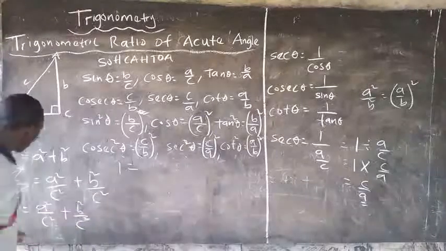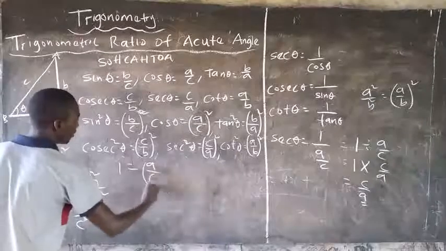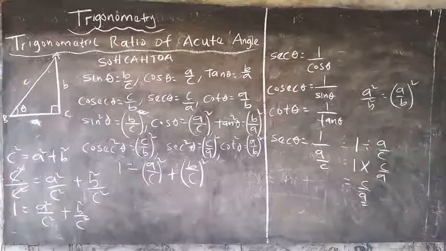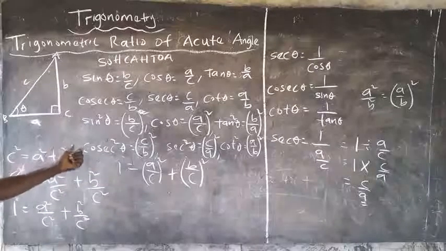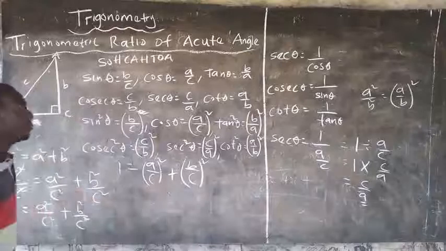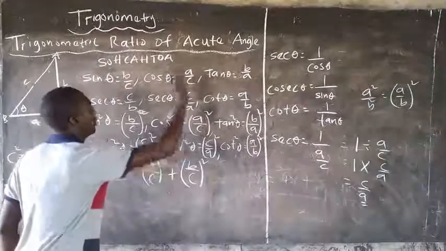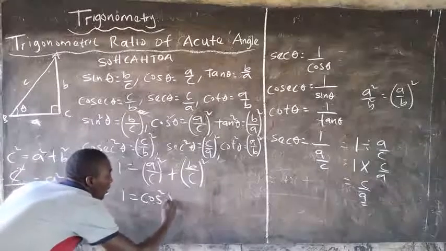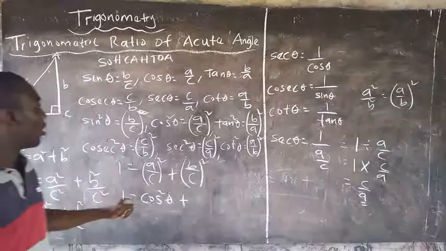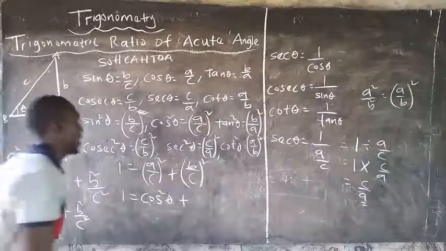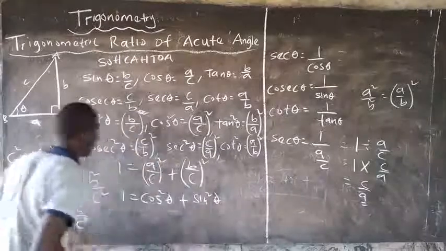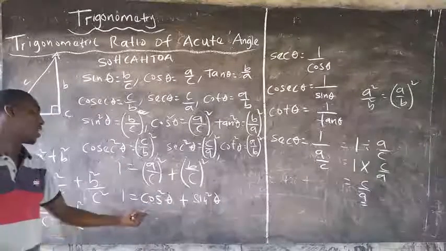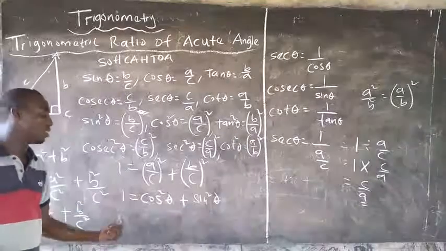So 1 is equal to a over c all squared plus b over c all squared. So here we can now go back. A over c all squared is nothing but, sorry, I did not put square here, it's nothing but cos square theta. So 1 is equal to cos square theta plus b over c all squared. B over c all squared is nothing but sine square theta. So this shows that 1 is equal to cos square theta plus sine square theta, or cos square theta plus sine square theta is equal to 1. This is the third part, which is the last part.